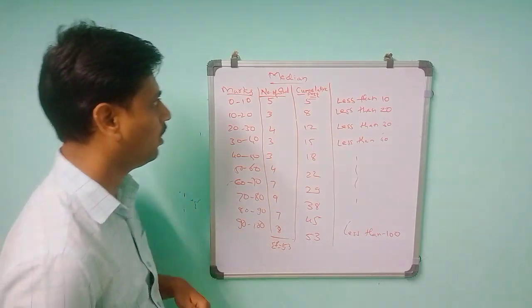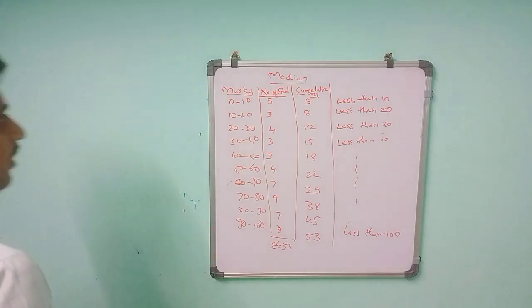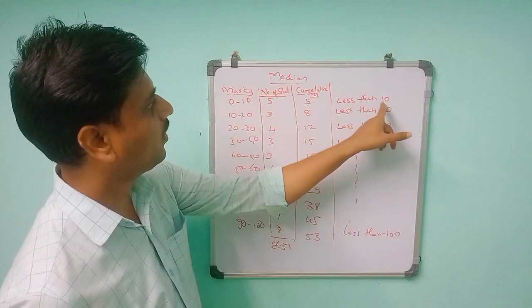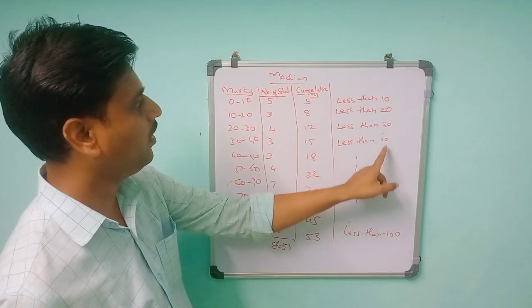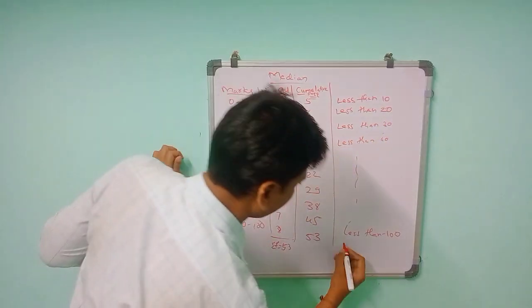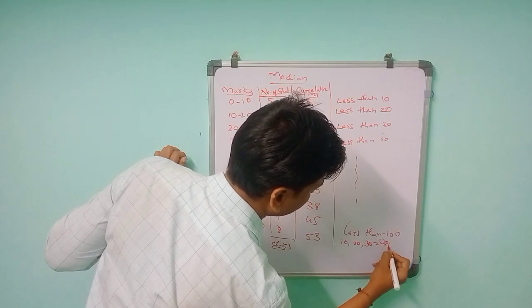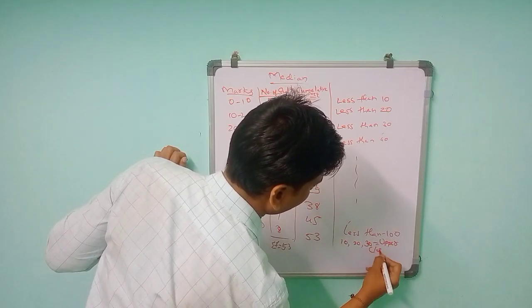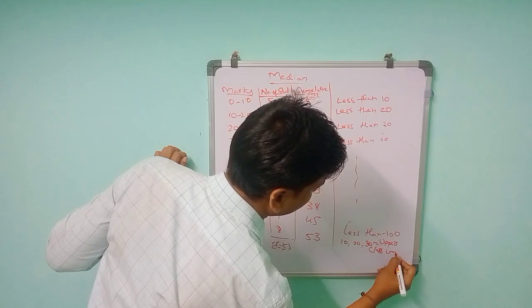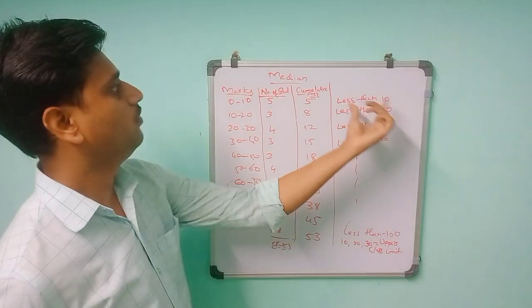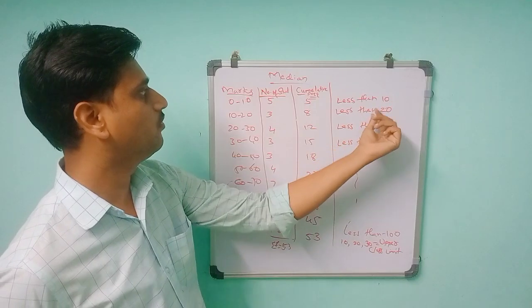You can write it in the more than type also. In the less than type, for the classes 0 to 10, the 10, 20, 30 will be the upper limits of the class intervals. 10, 20, 30 will be the upper class limits. Why? Because we are finding from the upper class limit. We are finding from 0 to 10, so starting from 0 to 10, then 0 to 20, 0 to 30.